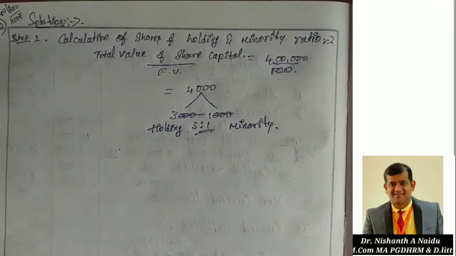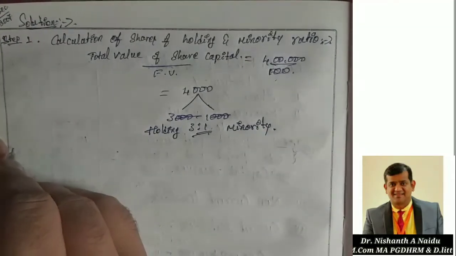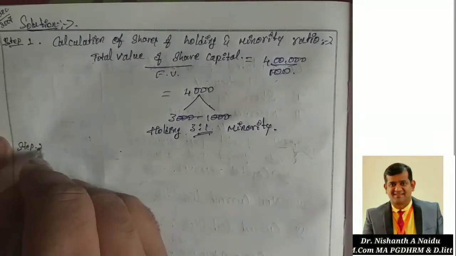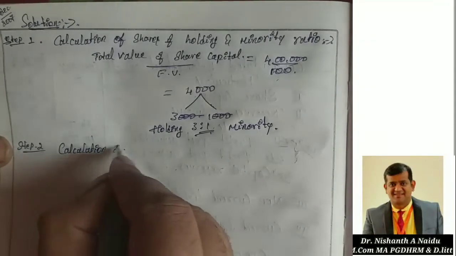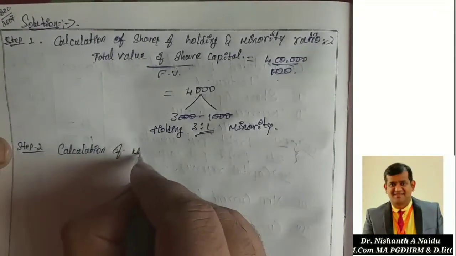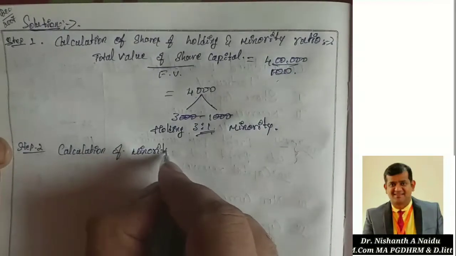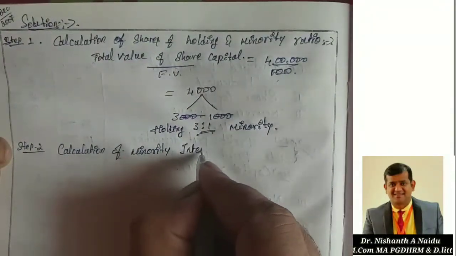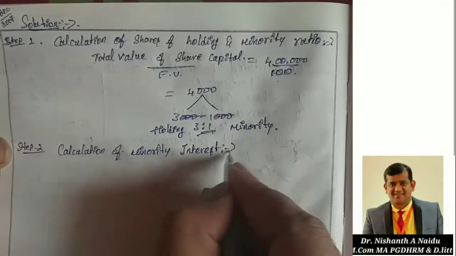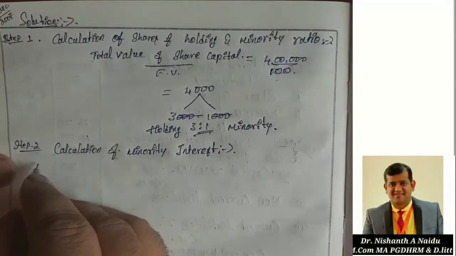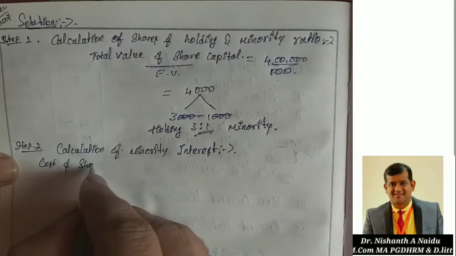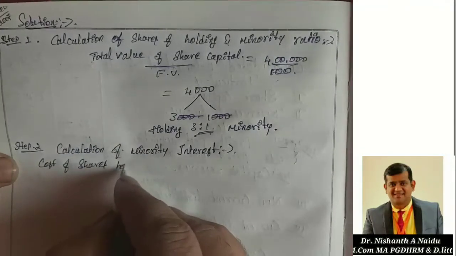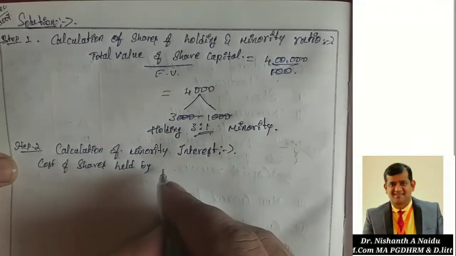Next, step 2: calculation of minority interest. Take down one by one now. Cost of shares held by minority.